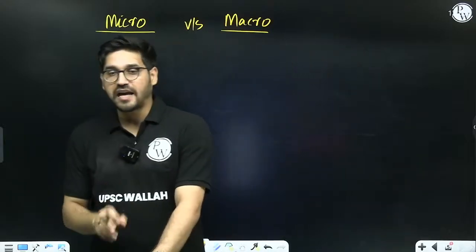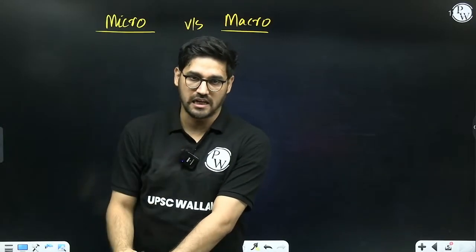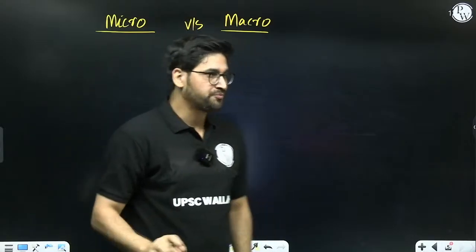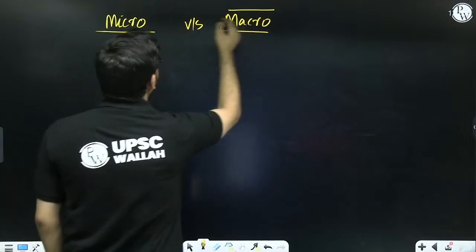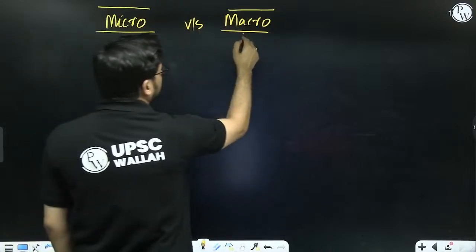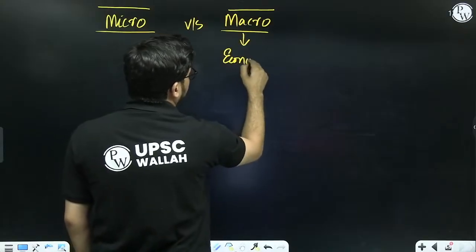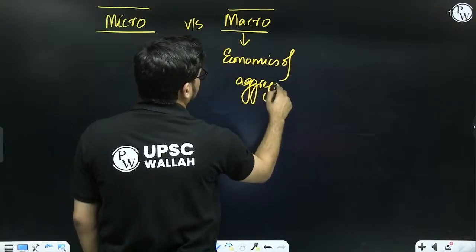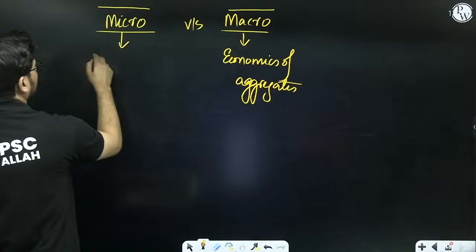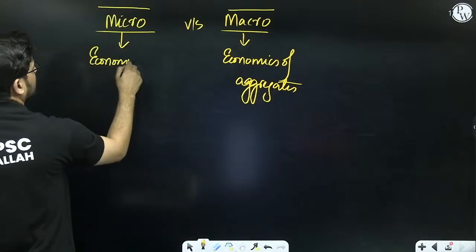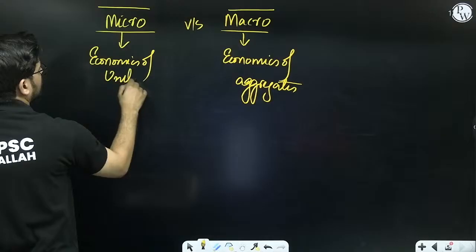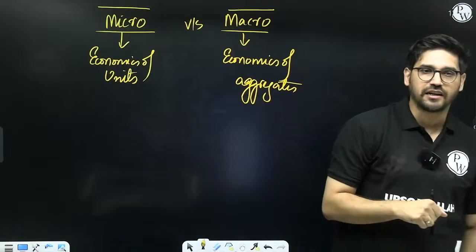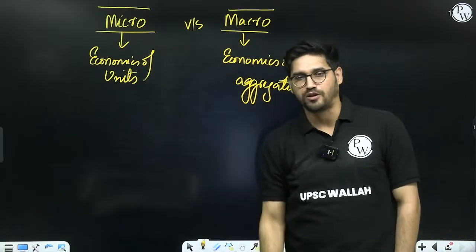Now, the difference has to be understood absolutely clearly, right? Absolutely clearly do you have to understand the difference. What is macroeconomics? What is microeconomics? This is sometimes called economics of the aggregates. And this is economics of units. This will not make it abundantly clear to you as to what macroeconomics means and what microeconomics means.